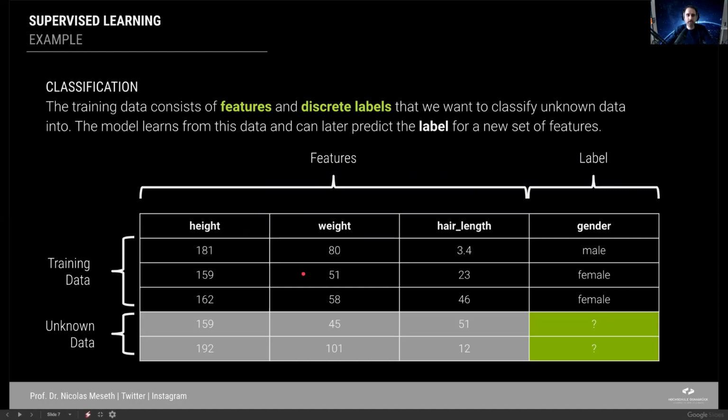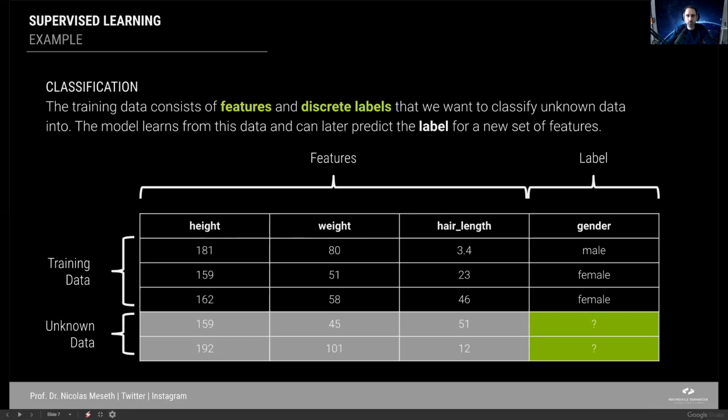And let's look at an example for supervised learning that isn't about oranges. As we just said, the training data consists of features. In this case, we have height, weight, and hair length, and a set of discrete labels for classification. So these are the labels. In this case, it can only be female or male. We could have a third gender, but let's keep it simple. We have male and female here. And we want to classify unknown data. In this case, a set of features makes up a data record. So when we now have a person and we only know her or his height, weight, or hair length, we want to predict whether this person is female or male.